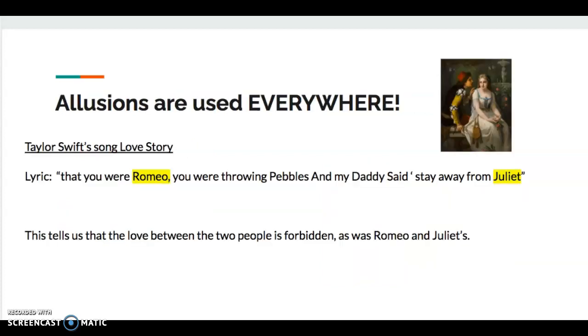Allusions are used everywhere. So here's an example. Taylor Swift's song Love Story. She says in the lyric that you were Romeo and you were throwing pebbles and my daddy said stay away from Juliet. So it's easy to see that she is making an allusion to Shakespeare's Romeo and Juliet. It shows us that the love between these 2 people is forbidden, just like Romeo and Juliet's was.